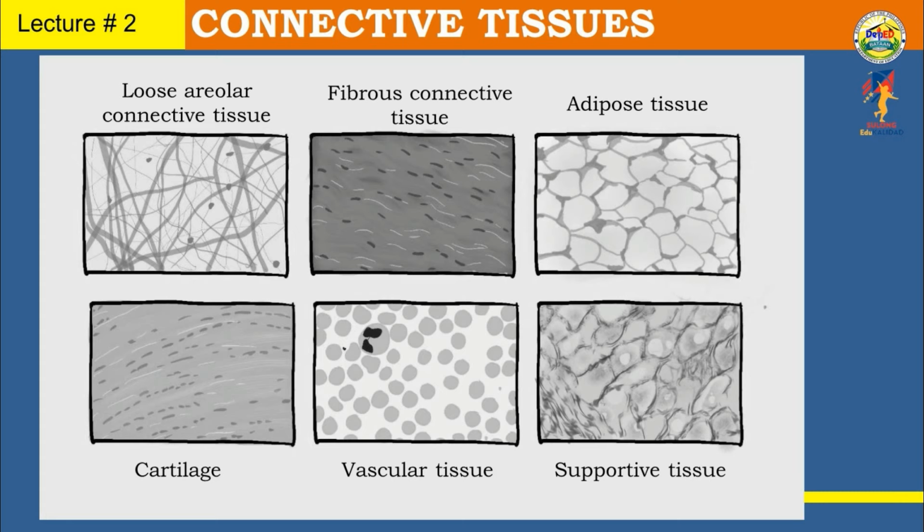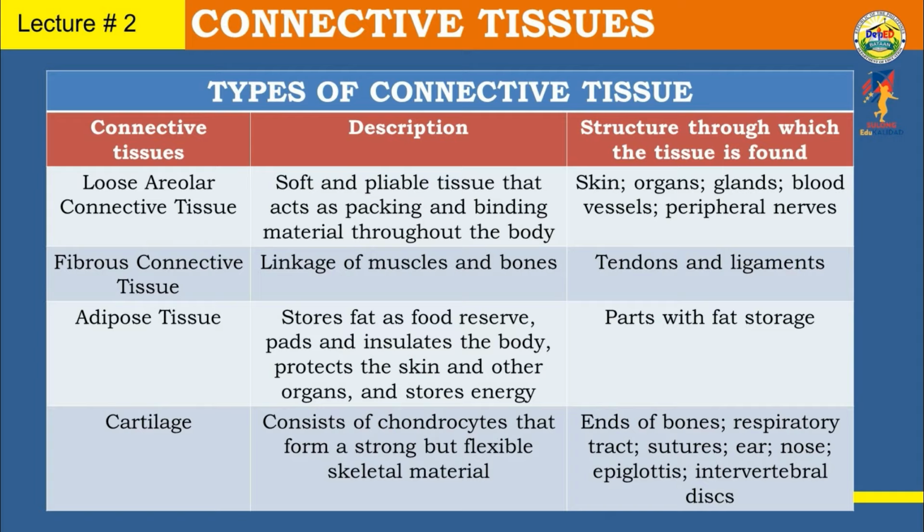For the characteristic properties and the structures through which they are found, the loose areolar connective tissue is a soft and pliable tissue that acts as a packing and binding material throughout the body. So this tissue can be found in the skin, organs, glands, blood vessels, and also in the peripheral nerves. The fibrous connective tissue is a linkage of muscles and bones. So it can be found in the tendons and ligaments.